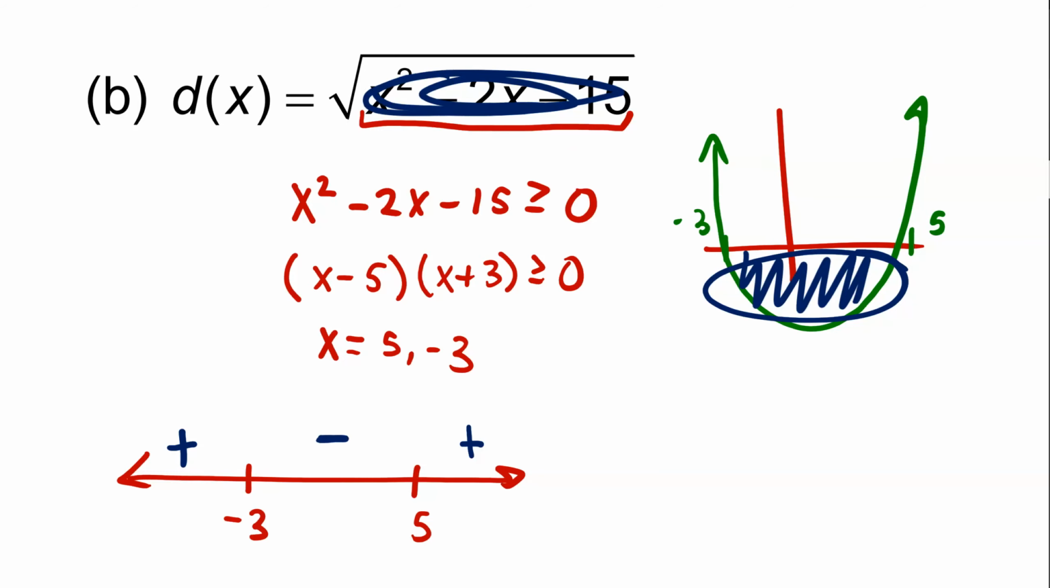If I plug in like 1, ready? 1 squared minus 2 times 1 minus 15. It's going to be -16. Oh, then I'll be taking the square root of -16. That's not good.